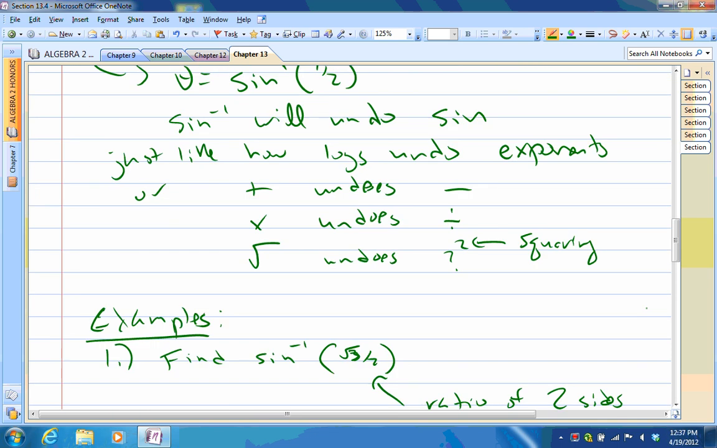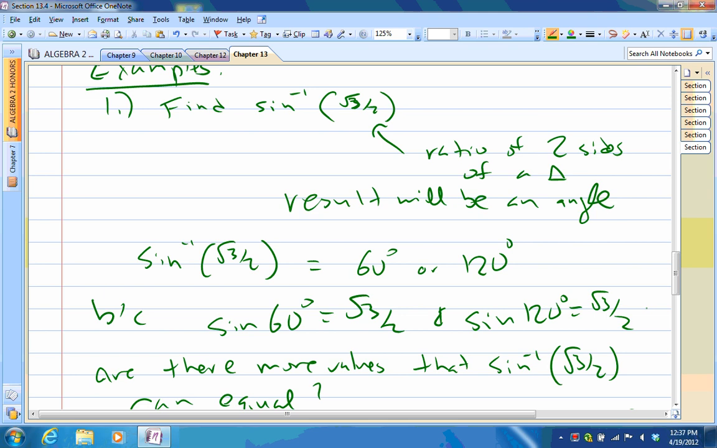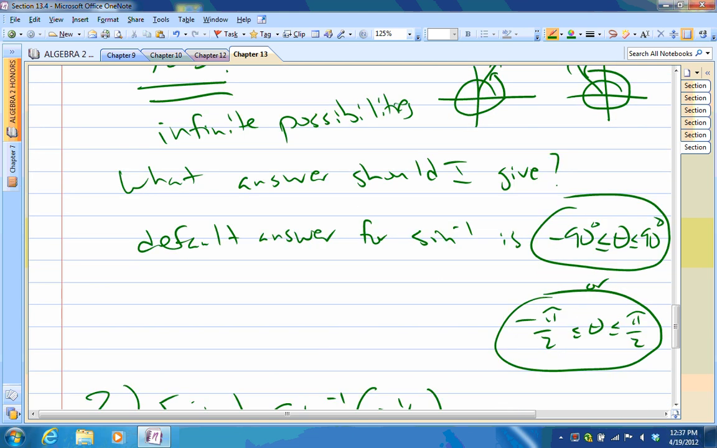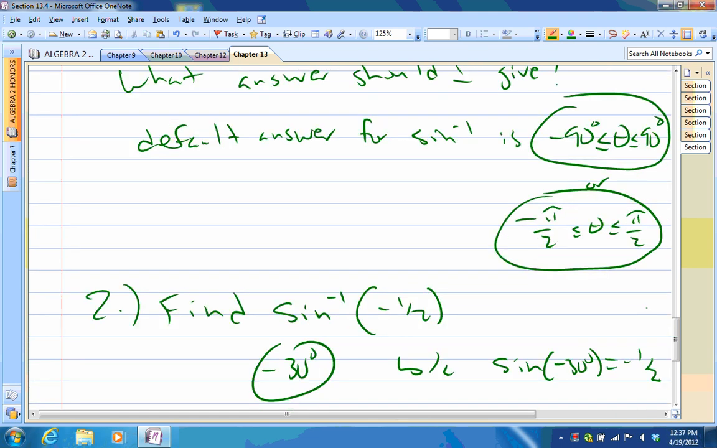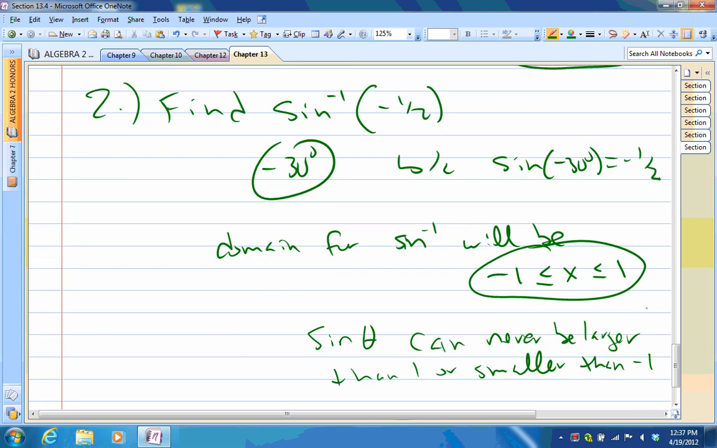So just like how logs undo exponents, addition undoes subtraction, multiplication undoes division, square roots undo squares, inverse sine will undo a sine. And so we took the inverse sine of root 3 over 2, looked at the unit circle, and saw that sine of 60 degrees gets me root 3 over 2, sine of 120 degrees also gets me root 3 over 2, and there are more values, but we tend to stick with anything between negative 90 to 90. That's the default for inverse sine. Or in radians, negative pi over 2 to pi over 2. We did one more, and we also saw that the domain for inverse sine is between negative 1 and 1.